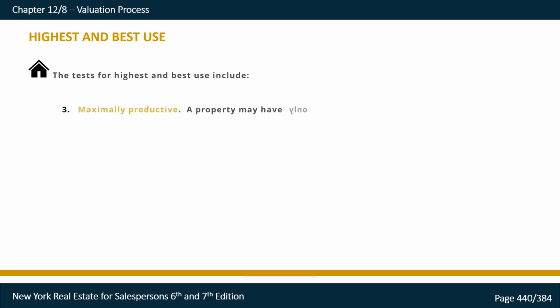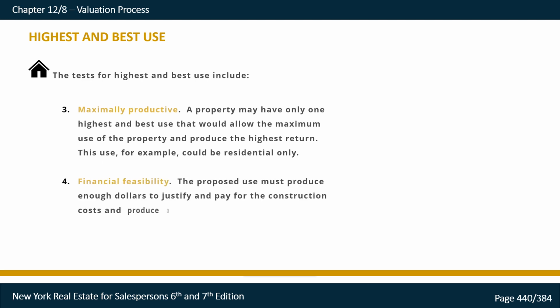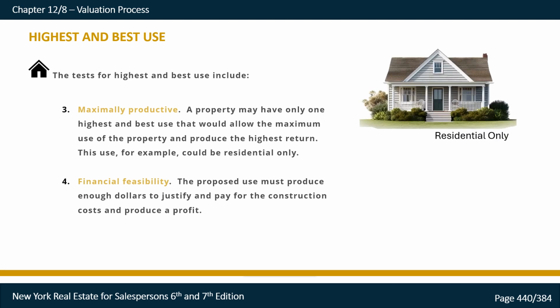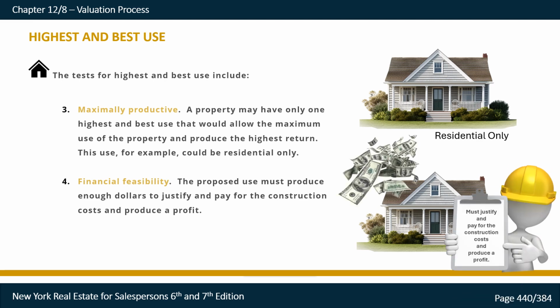3. Maximally productive. A property may have only one highest and best use that would allow the maximum use of the property and produce the highest return. This use, for example, could be residential only. And 4. Financial feasibility. The proposed use must produce enough dollars to justify and pay for the construction costs and produce a profit.